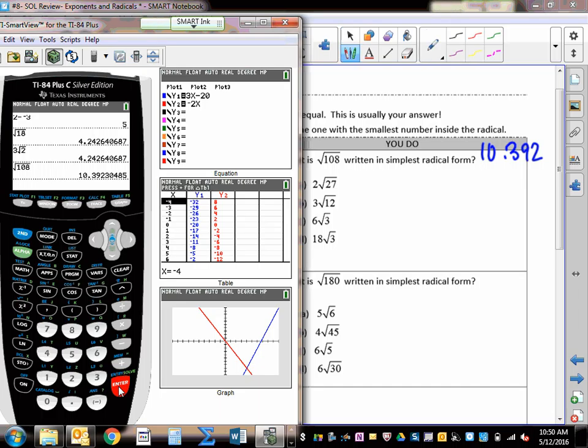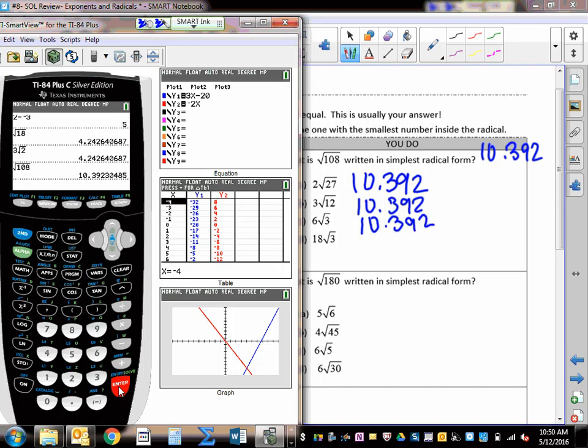Alright, what do we get for 2 root 27? What was our decimal? The same. 10.392. What do we get for our decimal for B? I got the same, 10.392. Did others get the same? Yes. Alright, what do we get for C? What was our decimal? The same. Same thing.